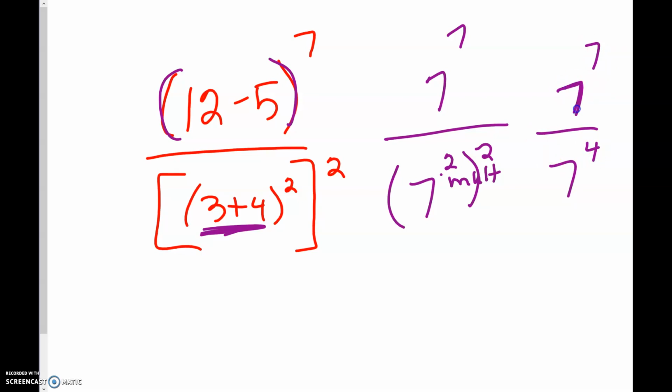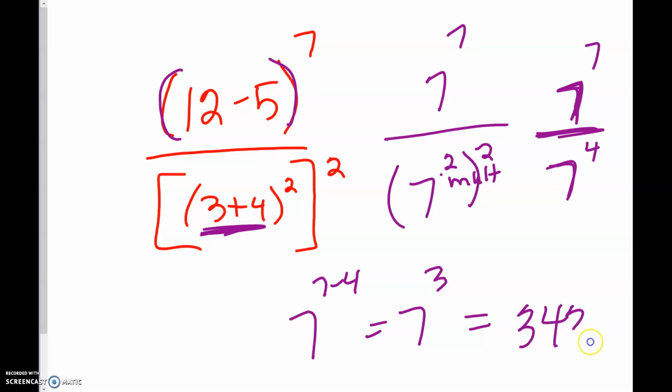Now what do we do when we have like bases and it's division? Do we add, subtract, or multiply those exponents? We're going to do 7 minus 4 because it's subtract. So we have 7 to the 3rd power. So grab your calculator. 7 caret 3, 7 to the 3rd power, is 343.